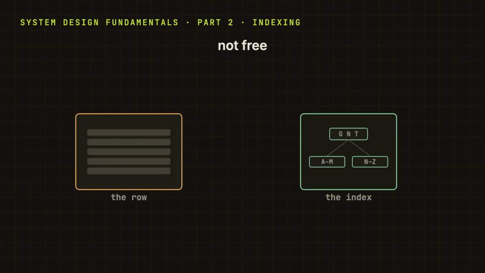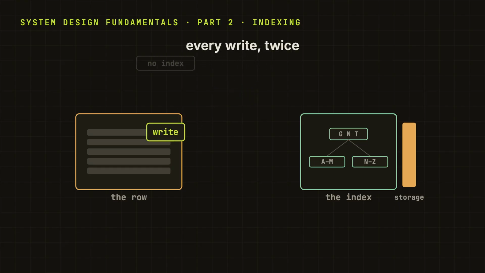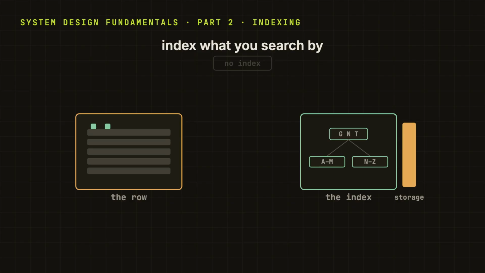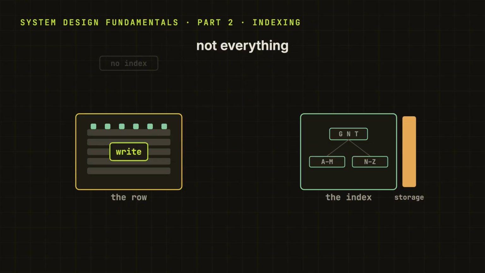But, and this is the part people forget, an index is not free. Two costs. One, it takes extra storage since it is a whole separate structure. And two, and more importantly, it slows down writes, because every time you add or change a row, the database has to update the index as well. So the rule is: put an index on the columns you frequently search or sort by, like email or order date. But do not index everything, or your writes will become very slow.